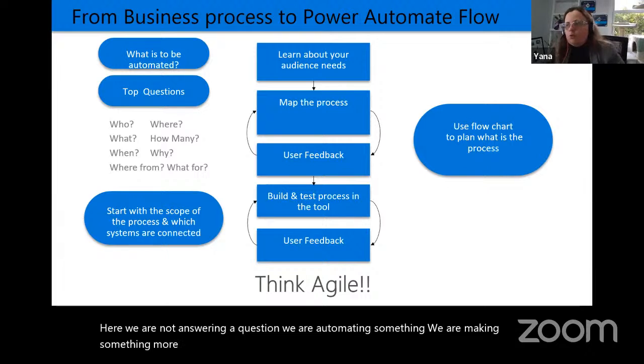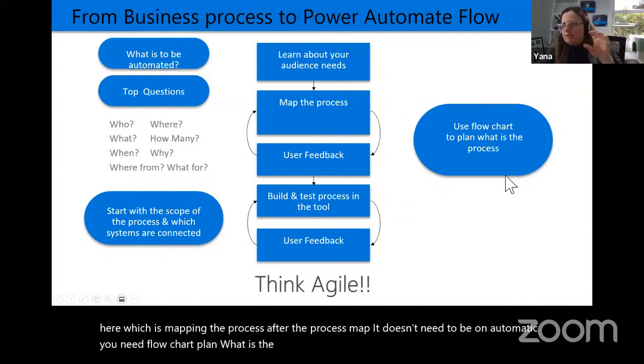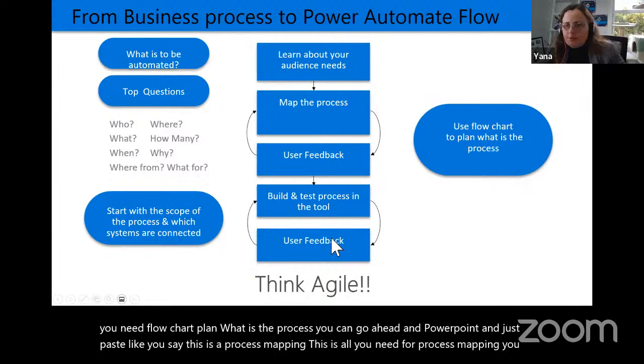So we need to do a process mapping, and this is the core business here, which is mapping the process. After the process map, it doesn't need to be on Power Automate. You need a flowchart, plan what is the process. You can go ahead in PowerPoint and just paste, like you see, this is a process mapping. This is all you need for process mapping. You don't need to get to Power Automate directly.